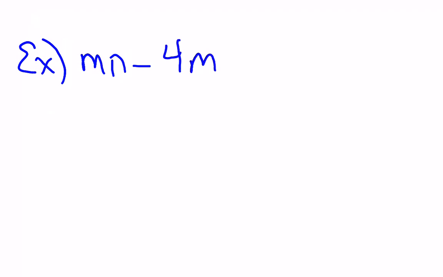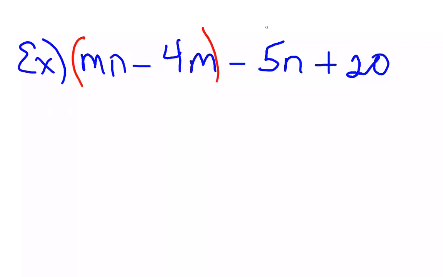All right, let's look at the next example. We have Mn minus 4m minus 5n plus 20. Okay, so again, we want to group these in such a way that they have something in common that we can pull out of there.